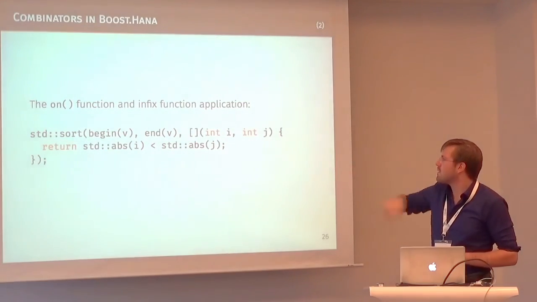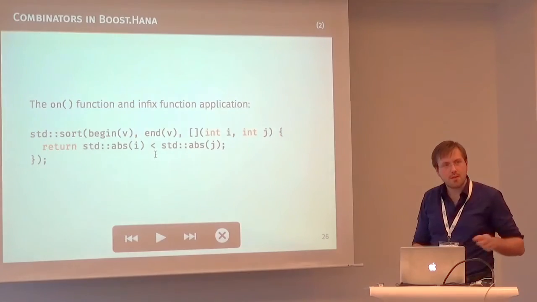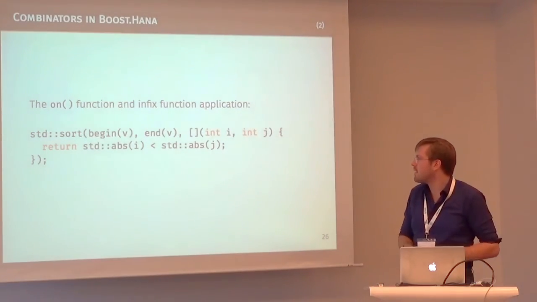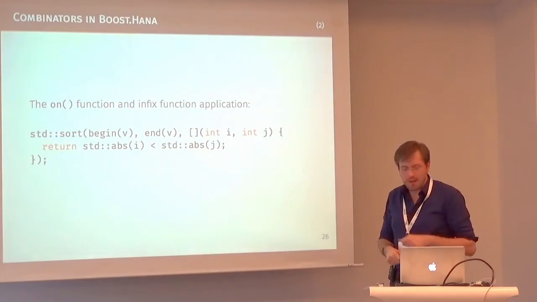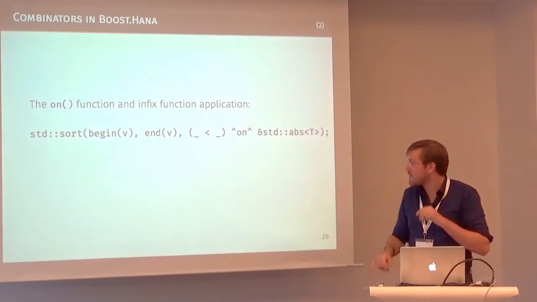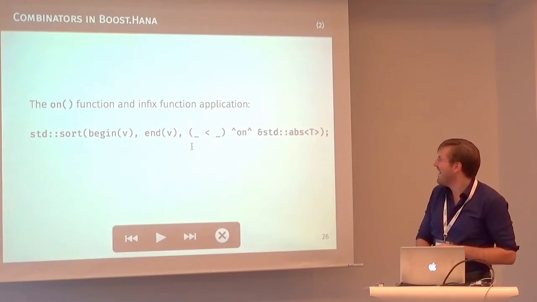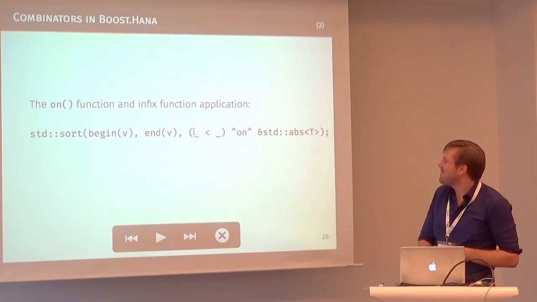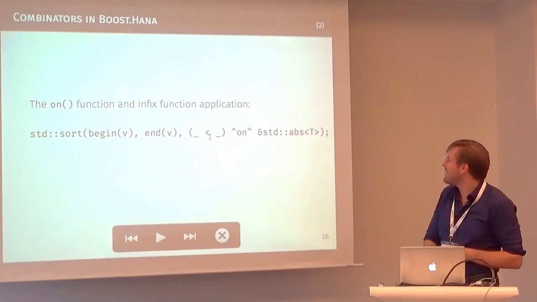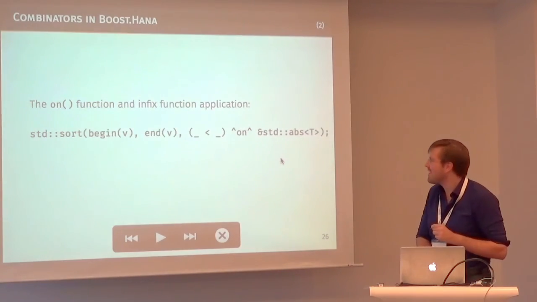This is the example from before. The code that I wrote to show the lambda at the beginning of the talk. We are sorting the container by the absolute values, okay? With these 2 combinators, we can write this. We can say, compare with the less than operator, but not on the values, on the absolute values.